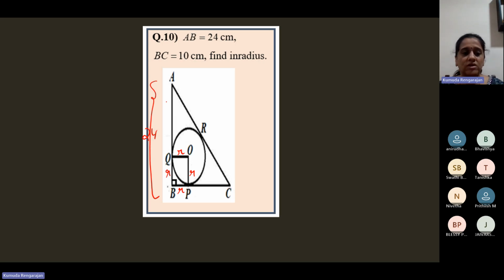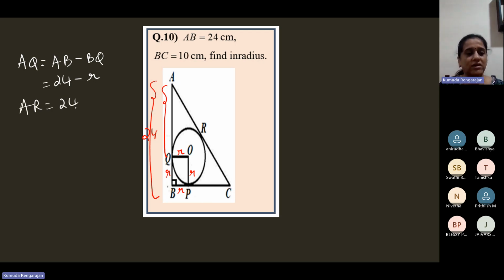AB is 24. So what's AQ? AQ is AB minus BQ, so 24 minus R. If AQ is 24 minus R, then what is AR? 24 minus R, because AQ is equal to AR, tangents from the same external point A to the circle.